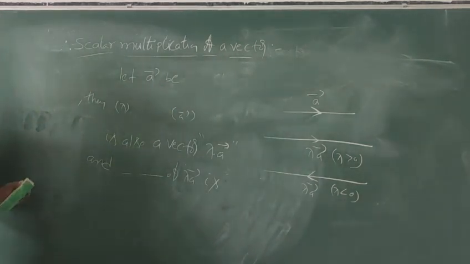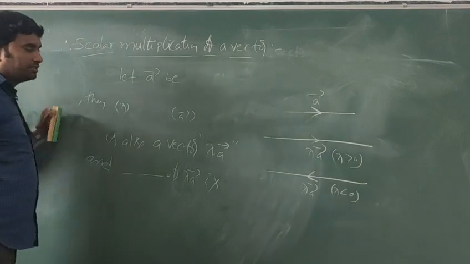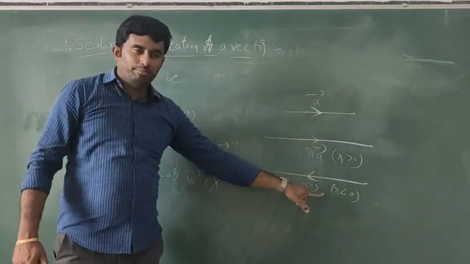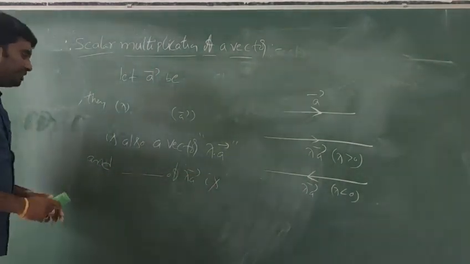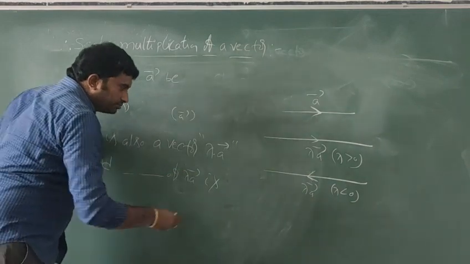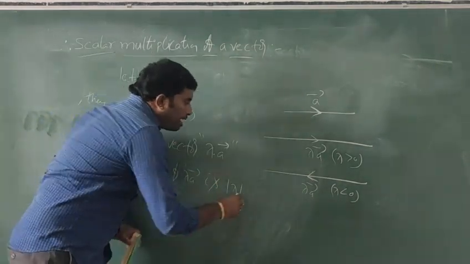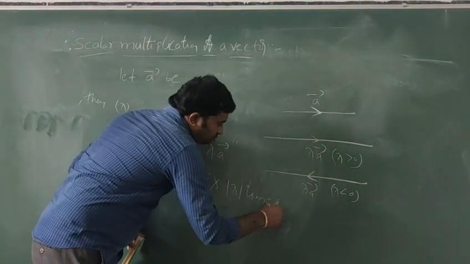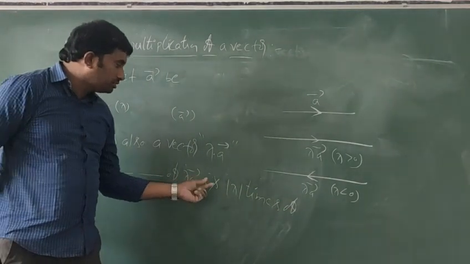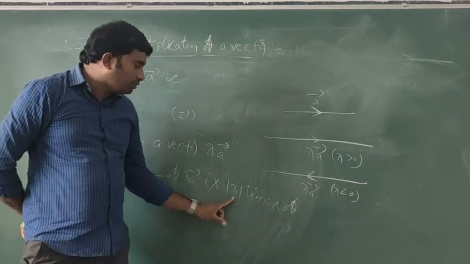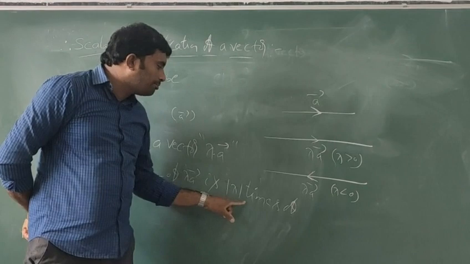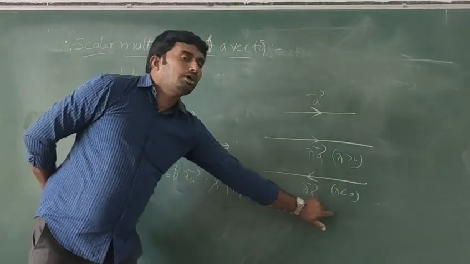Write down about magnitude. Next we will write about directions. The direction of this vector depends upon lambda. Maybe lambda is positive or lambda is negative. First write down about magnitude. The magnitude of lambda a bar is mod lambda times the magnitude of the given vector a bar. We have to write mod because magnitude is never negative.